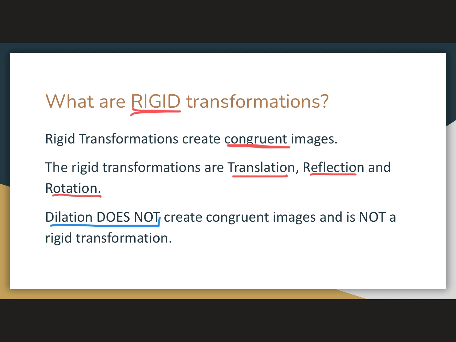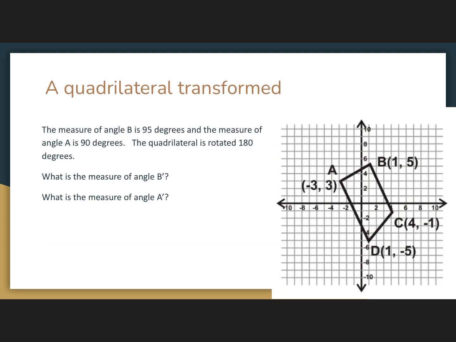Dilation does not create congruent images. It is not a rigid transformation. So from here on out, I'm not going to talk about dilation other than to say that it does not create a congruent image.